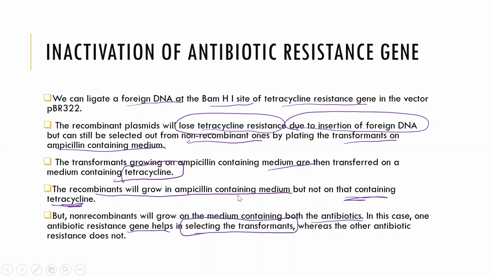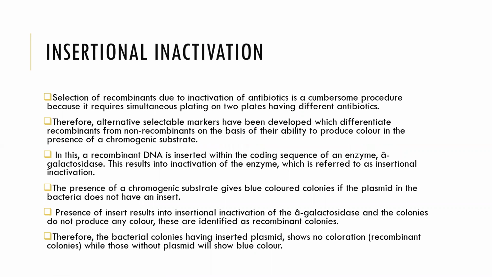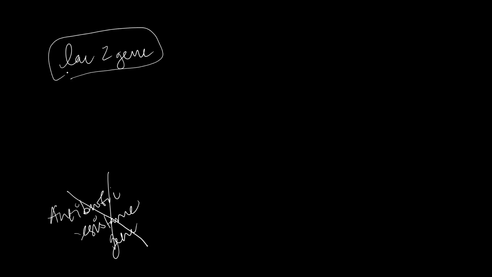Okay, so that is about inactivation of antibiotic resistance gene. Now we'll go into insertional inactivation. So we have something referred to as the LacZ gene. Before that, we actually looked into antibiotic resistance genes, which is quite complicated. So we'll not look into antibiotic resistance genes now. We'll look into something called the LacZ gene, which is based on color, so this method is easier than the antibiotic resistance gene.